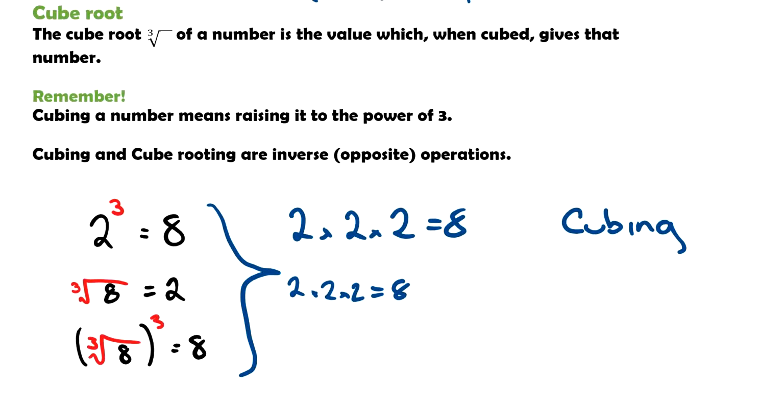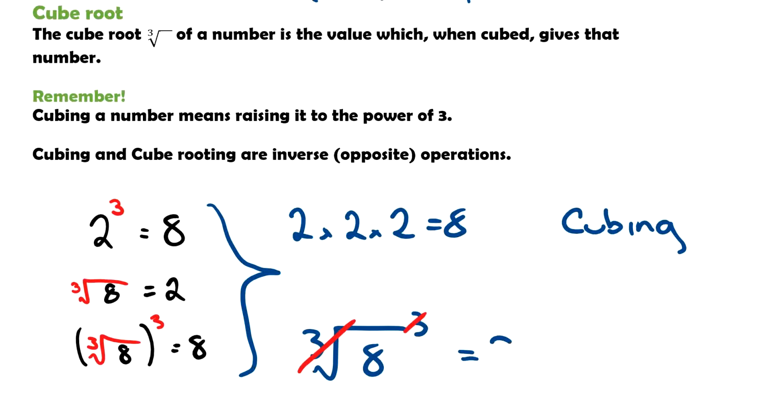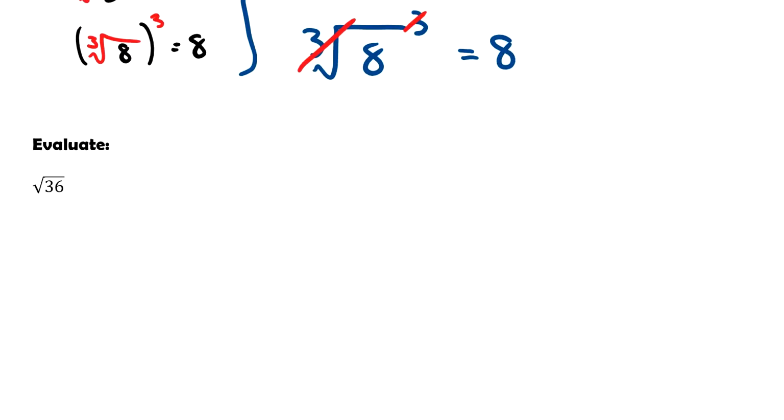Lastly, like I said, cubing and cube rooting are inverse operations. So if I had our cube root here, this cancels this out, and we're left with what the number was on the inside. In this case, it was 8. So we're going to look at some questions.